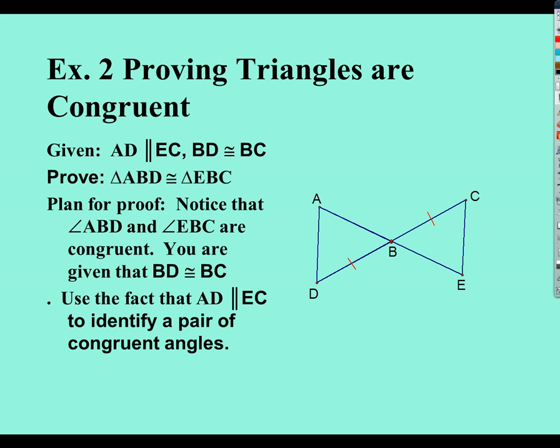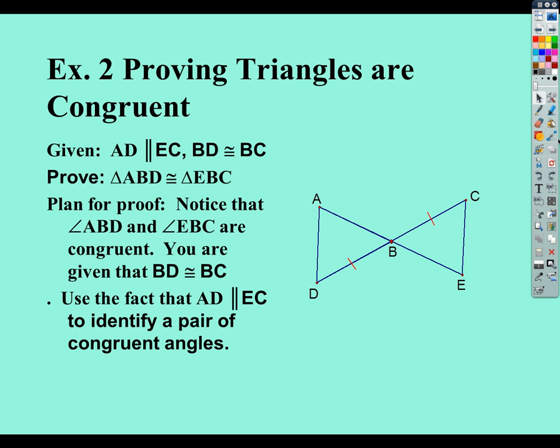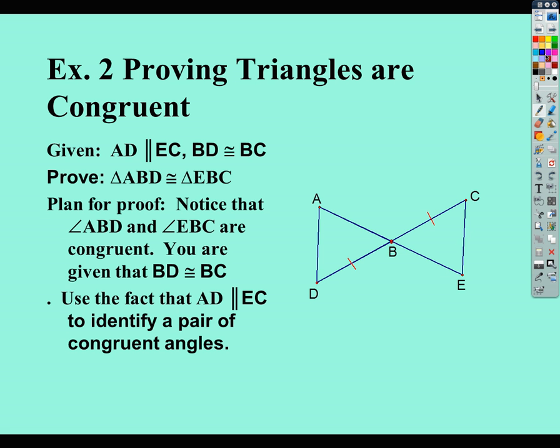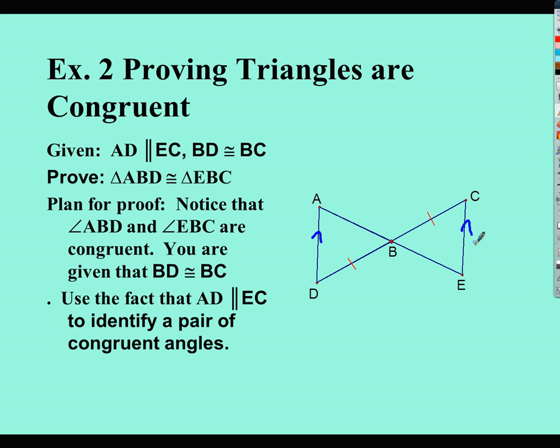I think this is the last one. So how could we do? Okay, what if we know that BD is congruent to BC, and we know that AD is parallel to CE. Okay, so ABD, we got some vertical angles. That's an easy one, right? We know those 2 are vertical angles, so they're congruent. That's 2 pieces. We need 1 more.